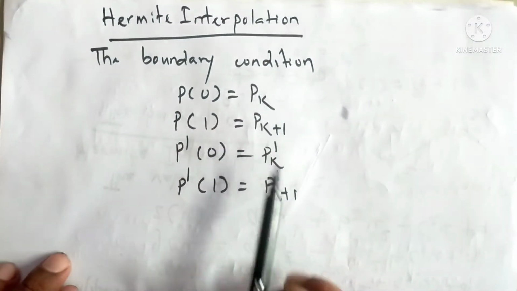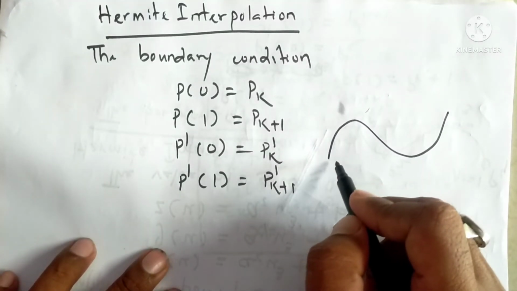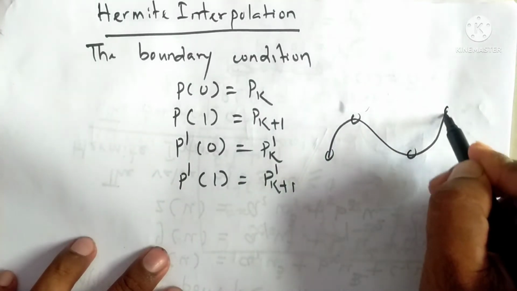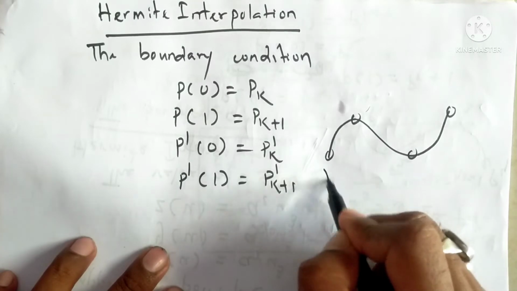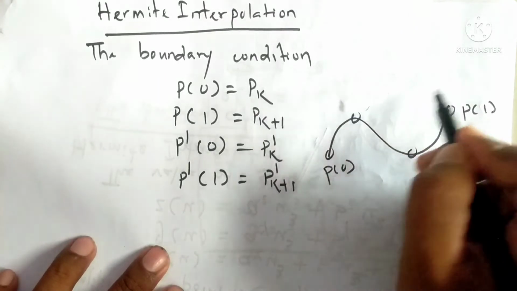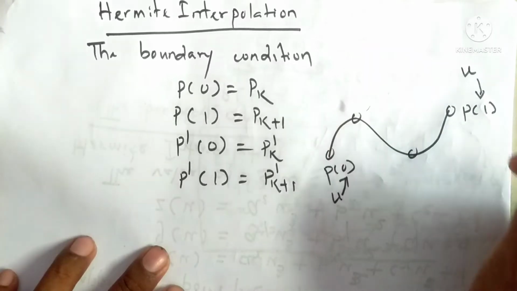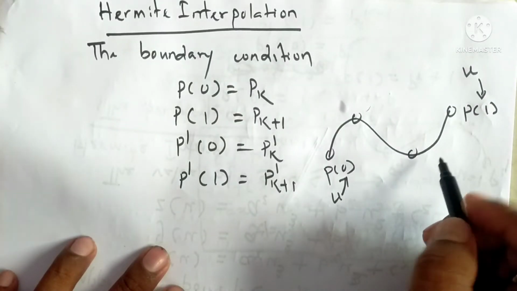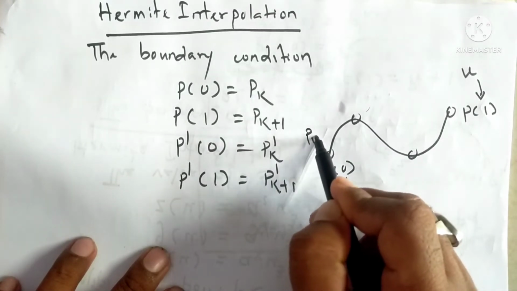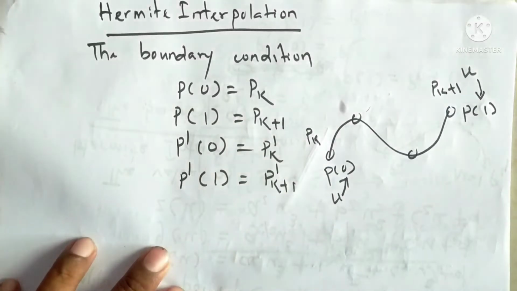So what are Pk plus 1, P0 and P1? Just think about a spline curve which looks like this. The first control point, second control point, third control point, fourth control point. The first control point I am writing as P0, and the last control point as P1, because I know that the value of u begins from 0 and at the end the value of u is set to 1. And here I can say that this may be represented as Pk, and the final control point I can write as Pk plus 1.